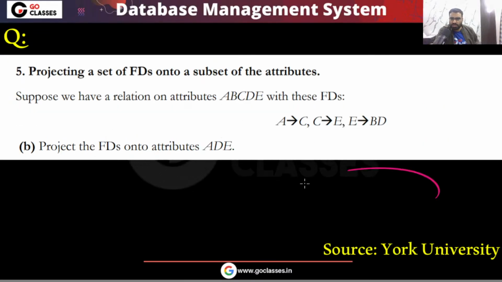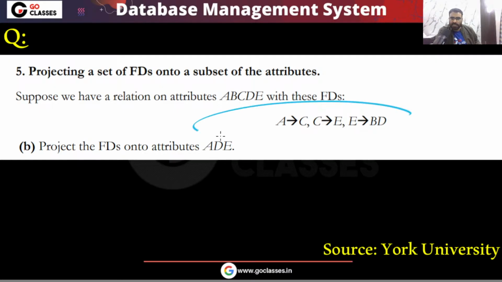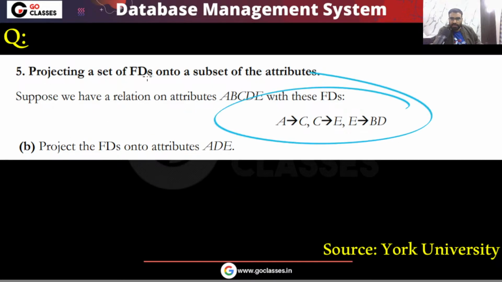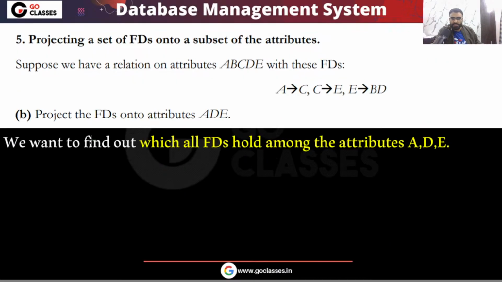Let's solve this next question from the York University. We have a relation with 5 attributes A, B, C, D, E, and these are the functional dependencies. We want to find out which functional dependencies will hold among attributes A, D, E. Basically, we want to project the functional dependencies onto these attributes A, D, E. Okay, so let's see. Again, we want to find out which all functional dependencies will hold among the attributes A, D, E.